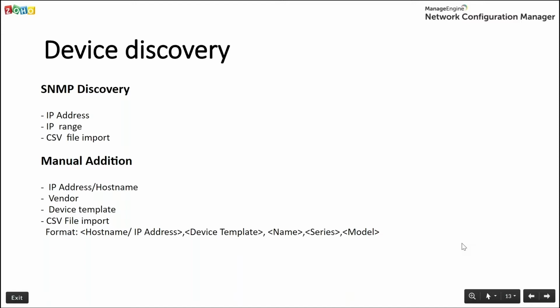So devices can be discovered in Network Configuration Manager using manual addition and the SNMP discovery method. SNMP discovery is very easy because if you have devices which have SNMP enabled in them, you can use that and discover devices. If there are devices which don't have SNMP enabled in them, you can use the manual addition method. I will show this to you in the UI.